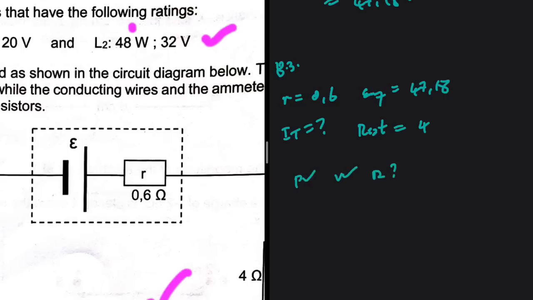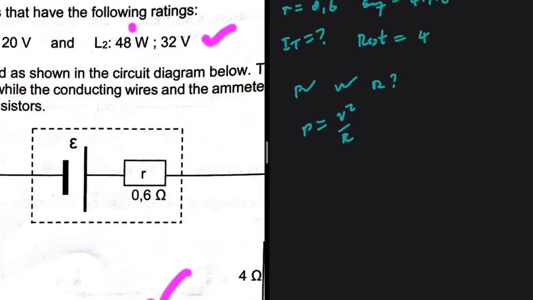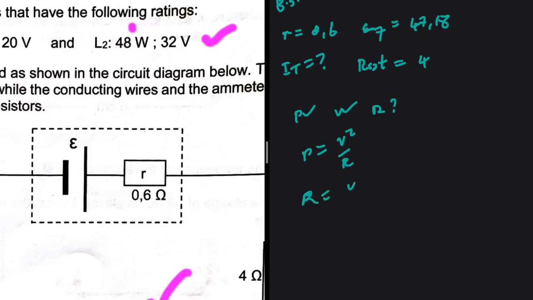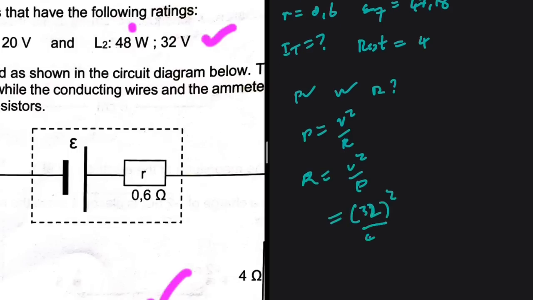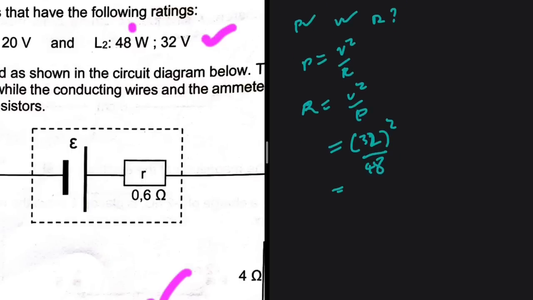It's still relevant. So we have the power, we have the voltage. How do we calculate the resistance? P is equal to V squared over R. So R should be equal to V squared over P, right? So V is 32. So 32 squared over 48. My calculator is in stats, so I cannot write divide, but I just fixed that. So 32 squared divided by 48, that is 21.3333 ohms. So this is the resistance of L2.